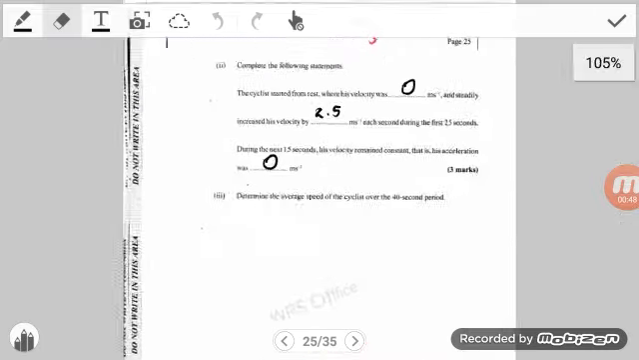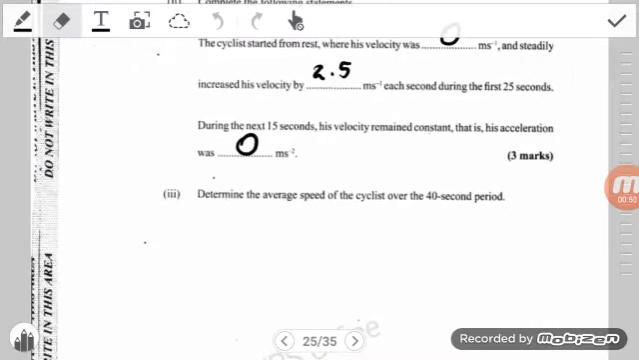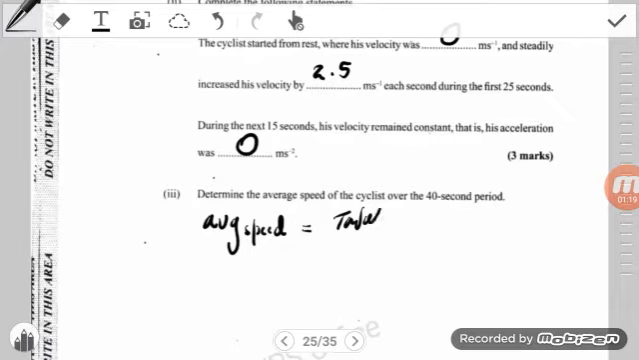So we are asked here to determine the average speed of the cyclist over the 40-second period. Now, in order for us to do this, let's first establish what is the formula for average speed. Average speed is equal to the total distance traveled divided by the total time it takes to travel that distance.